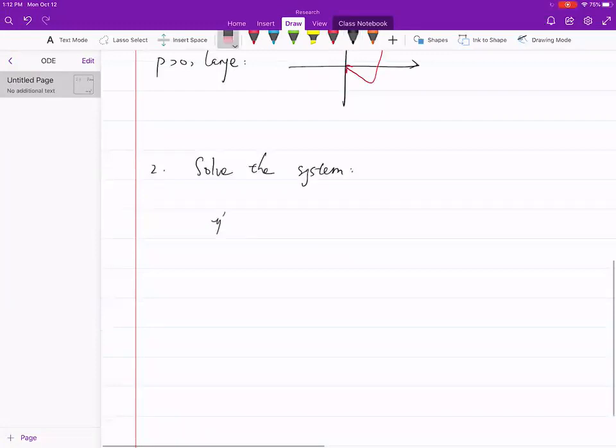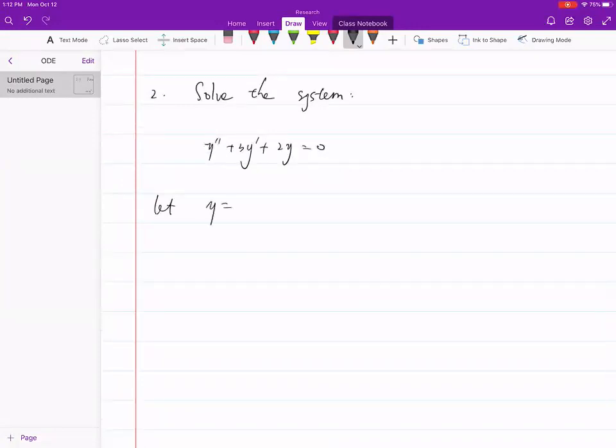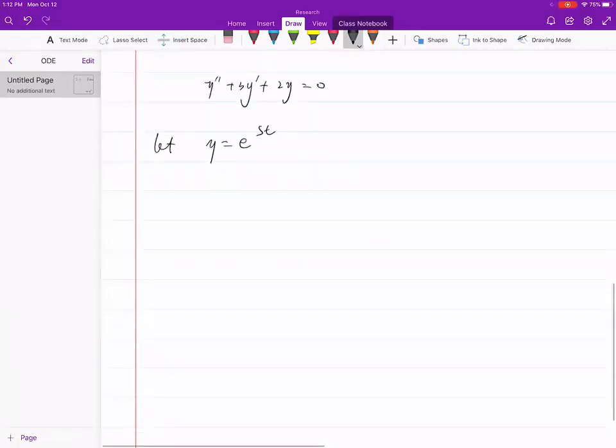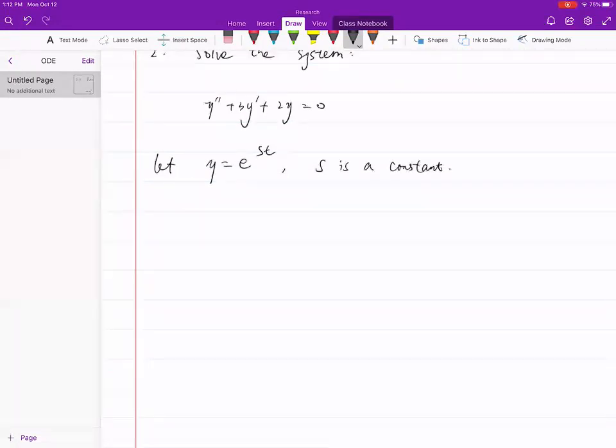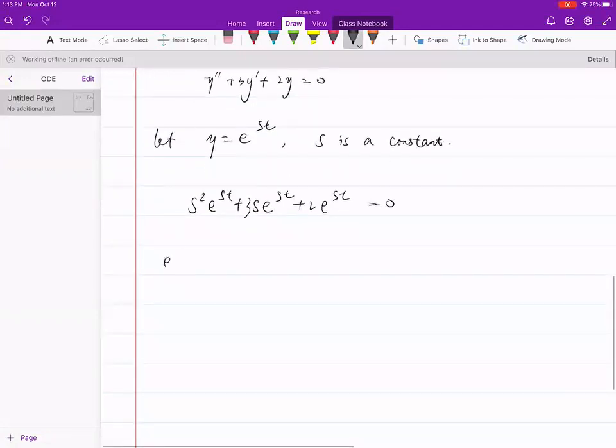We have y'' + py' + qy = 0. We pick p equals 3 and q equals 2. What we do is let y equal a special form, e to the st, an exponential, where t is the variable and s is a constant. Then we solve it by plugging it in, and we end up with e to the st times (s squared + 3s + 2) equals 0.